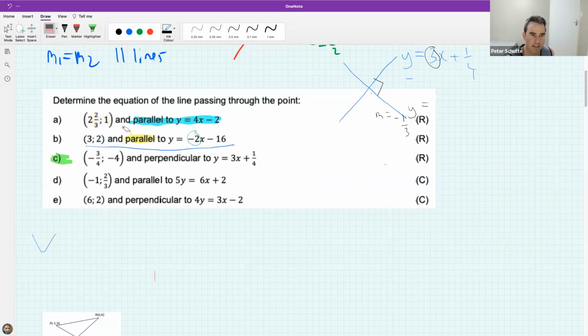Yes, remember we're doing C at this point. That's the one that we are focusing on.